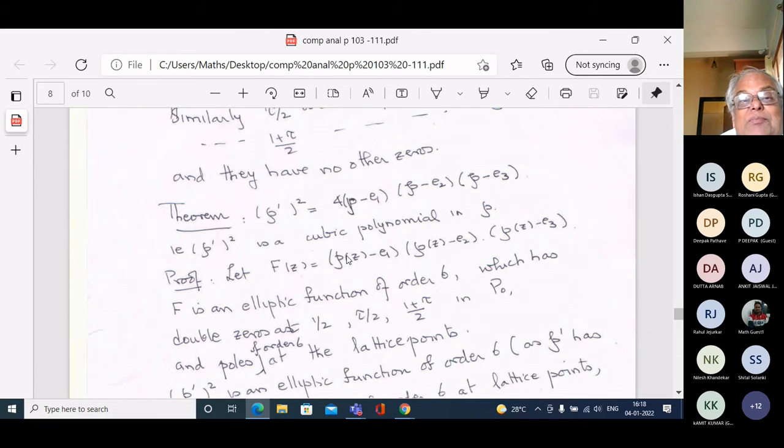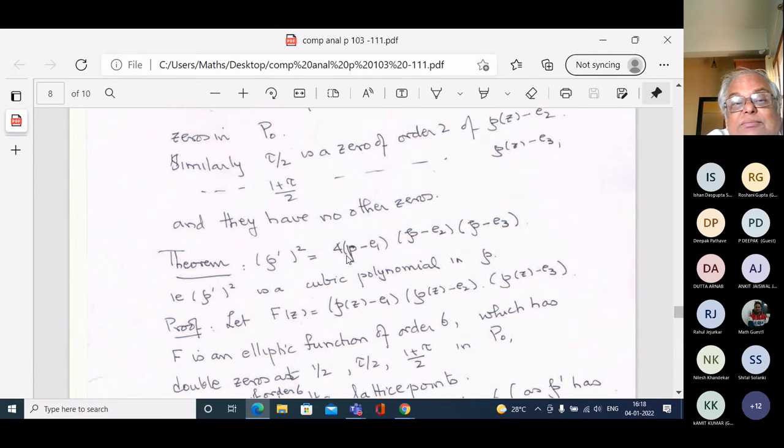So this elliptic function satisfies this: ℘′ squared is a cubic polynomial. And I hope those of you who are doing something with number theory or elliptic functions recognize that this is one of the starting points of this important area in number theory.